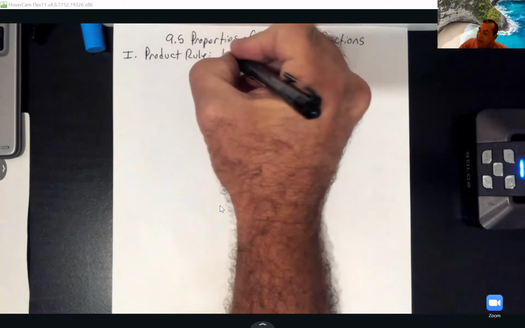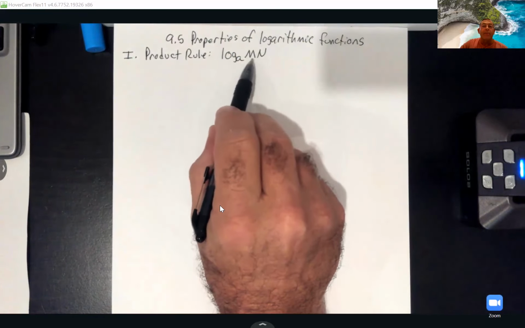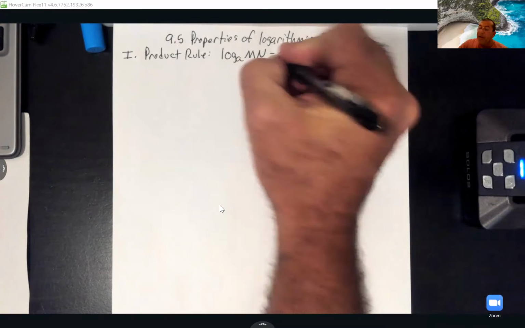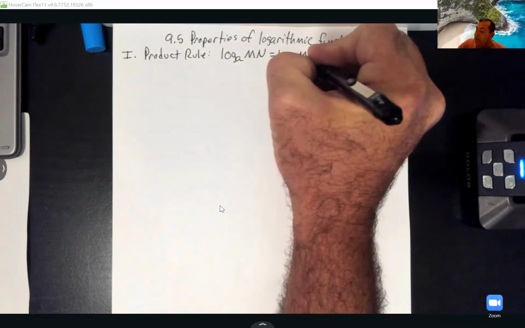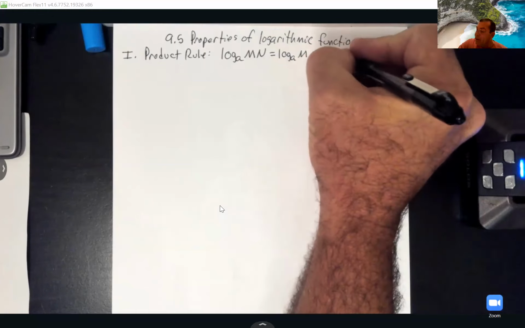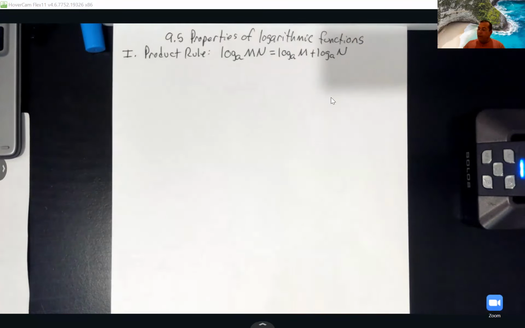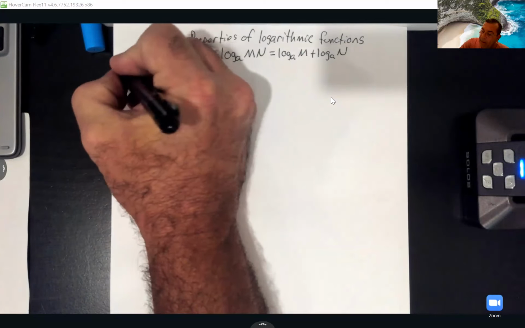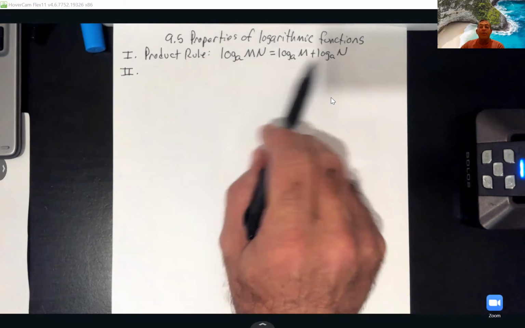So the product rule says if I got the log of a product, so I got a log base a of m times n, this can be written as a sum of the logs. So a log base a of m plus a log base a of n. All right, so like I said, product rule, I can rewrite a product as a sum of 2 logs.